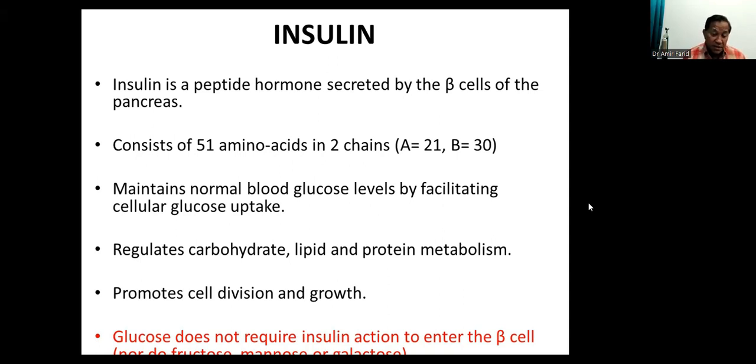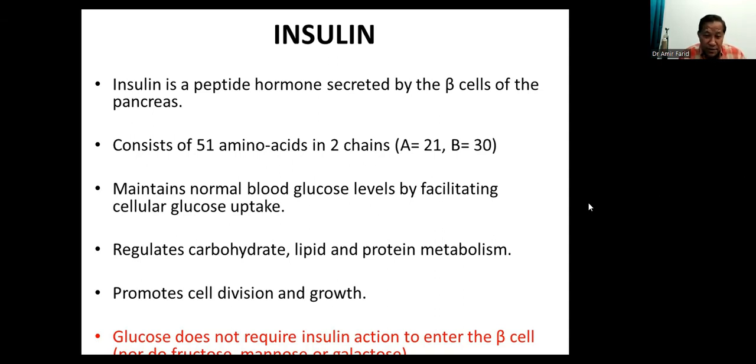Among its functions, its most famous and most important function is maintaining normal blood glucose levels by facilitating cellular glucose uptake. In doing so, it regulates carbohydrate metabolism, but also lipid and protein metabolism, and it promotes cell division and cell growth.